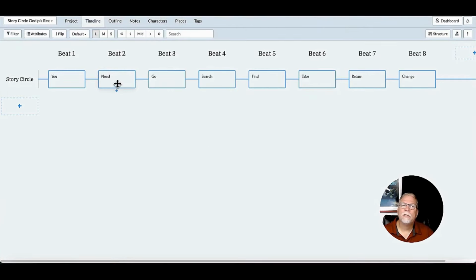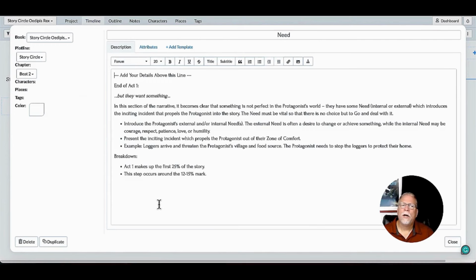That leads us to need. Now, need is the section that shows us what is wrong with the ordinary world and the need that drives the protagonist or hero to go deal with whatever problem they're facing. This section includes the inciting incident, which is the event that propels our hero into the story and onto their journey. Now, this need can be external or internal, but it has to be something big, something that would pull them out of their place of comfort.